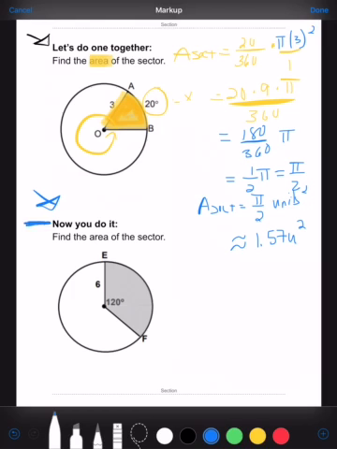So yes, you should have already done it, and the area of the sector is 12 pi units squared or 37.70 units squared.